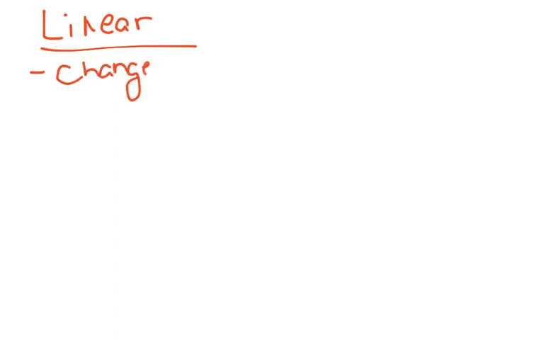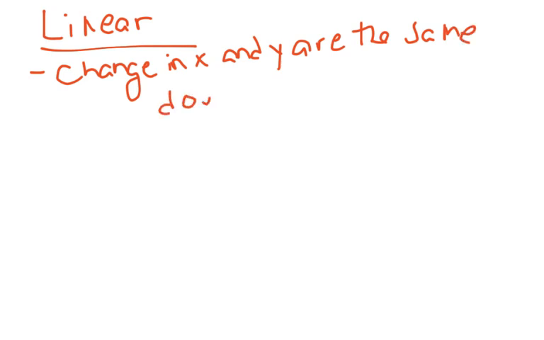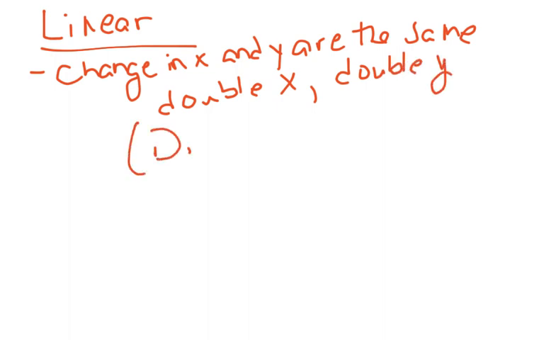All right, couple quick notes. So I said for linear, whatever you do to x, the same thing happens to y. Okay, so the change in x and y are the same. So you double x, you double y. We also call these direct or proportional.